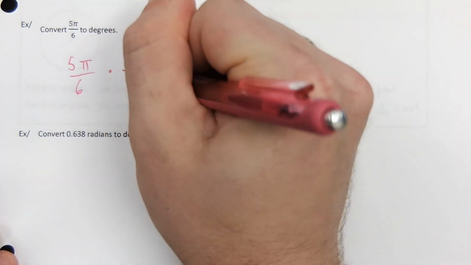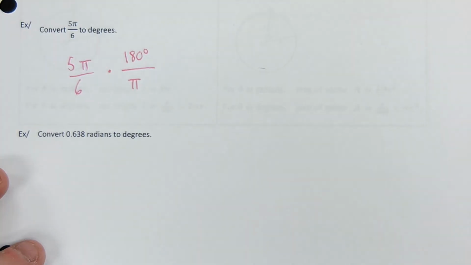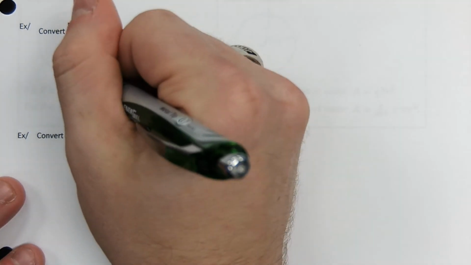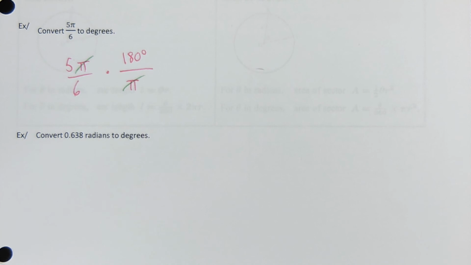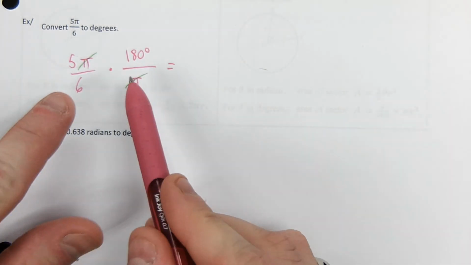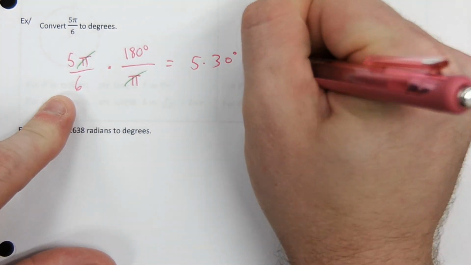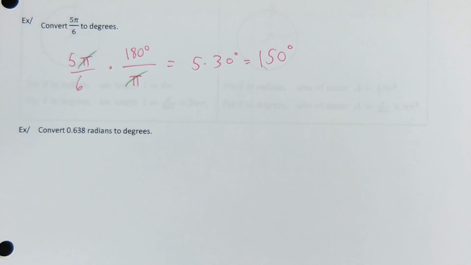So this is in radians. And since I'm trying to get to degrees, that means I need to be able to cancel out my pi radians, right? So the multiplier had better have the pi radians in the bottom. So 180 degrees goes on top. The pi's cancel out. Those are actually numbers. They're not even units. They're legitimately numbers, pi. And you get 5 times 180 divided by 6. Or you could say 180 divided by 6 is 30, so this is 5 times 30. 150 degrees.